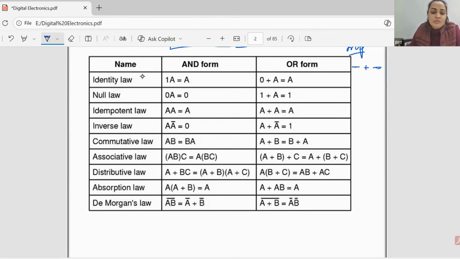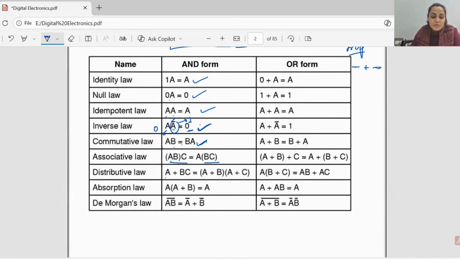So if you multiply A with 1, it is going to be A only. If you multiply A with 0, it is going to be 0. A into A bar will be 0. Why 0? Because if the value of A is 0, then A bar will be 1, so the product is 0. So this is going to be always 0. AB is equal to BA. This is the commutative law. All the n-input gates you have, like AND and OR, will follow this commutative law, right? Associative law, we all know associative law.